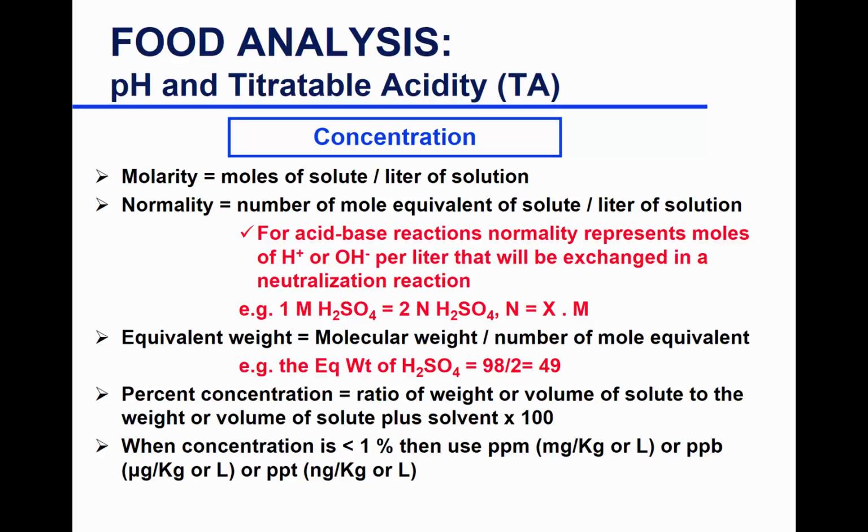So relating molarity to normality, a 1 molar solution of H2SO4 is equal to a 2 normal solution of H2SO4, because here you're looking at the number of mole equivalents, which is 2 per liter. So that's why it's 2 and this is 1. The molarity is 1. So normality equals X, the number of mole equivalents of solute, times the molarity. So the normality is always either equal to the molarity or greater.